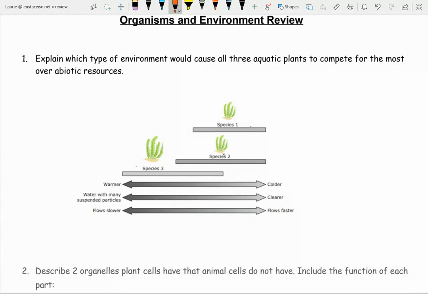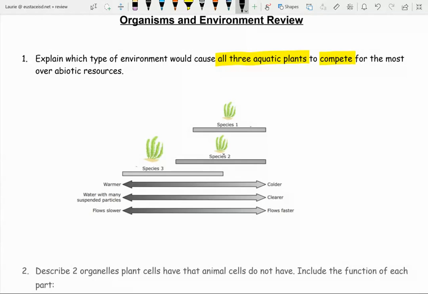So when you're looking at this, first of all, it says all three aquatic plants are competing for the most abiotic resources. Honestly, I feel like that may be worded a little wrong. What we're looking for here is maybe not competing over resources necessarily, but maybe they're competing because they're all in a similar environment. If you're all in the same part of the ecosystem, you're going to end up competing more, especially if you're plants, because plants are usually competing over the same resources.